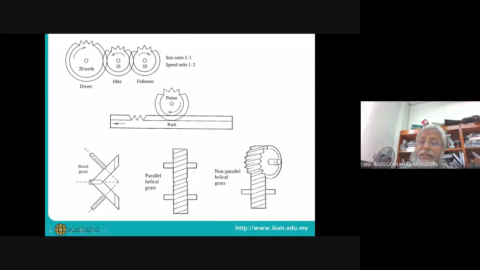This is another one, where the shafts are turned. So when we rotate in one direction, the other rotates 90 degrees, but the shafts are non-intersecting. But here you can see these are intersecting; if you extend the shafts, they intersect. And also sometimes we need to convert linear motion to rotation, so we have these gears.